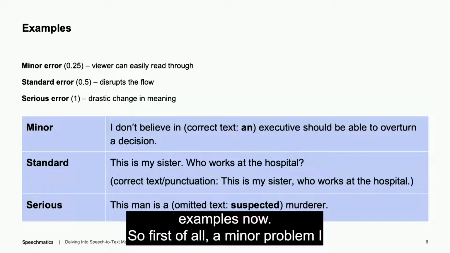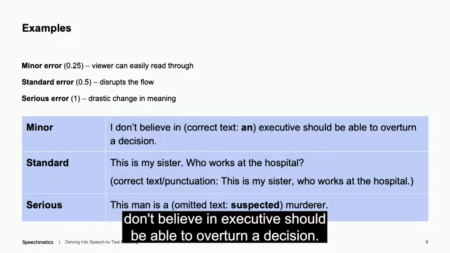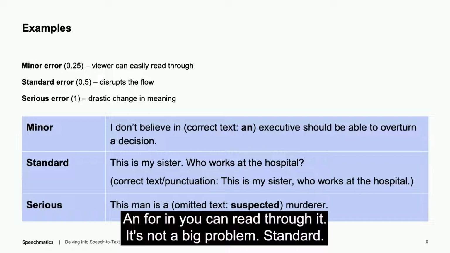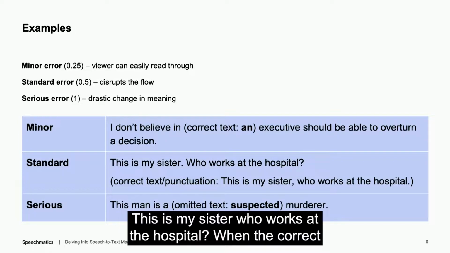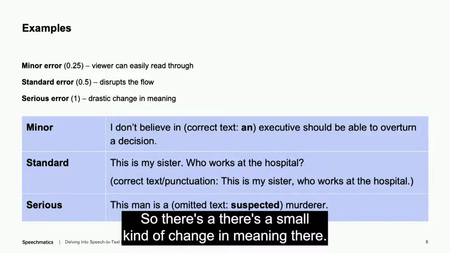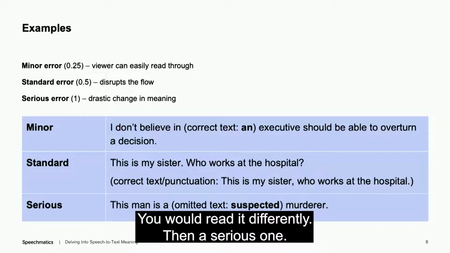So first of all, a minor problem. I don't believe executives should be able to overturn a decision. So there's just one substitution there, "for" in place of "in". You can read through it. It's not a big problem. Standard: this is my sister who works at the hospital, when the correct one doesn't actually have the question mark there. So there's a small change in meaning there. You would read it differently.